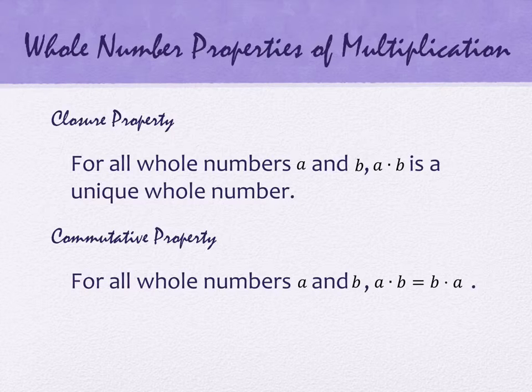Yes? On the closure property, it says that A times B is a unique whole number. Does that mean that it could be A or B? Or does it have to be a completely different number? It could be A or B.